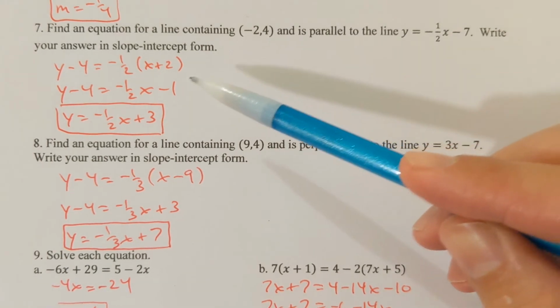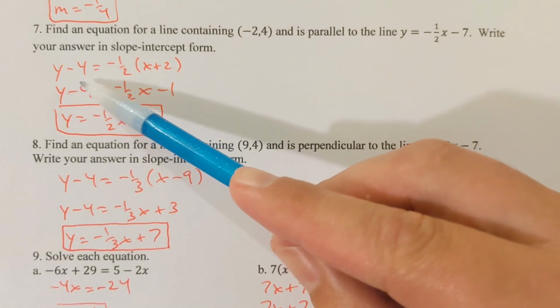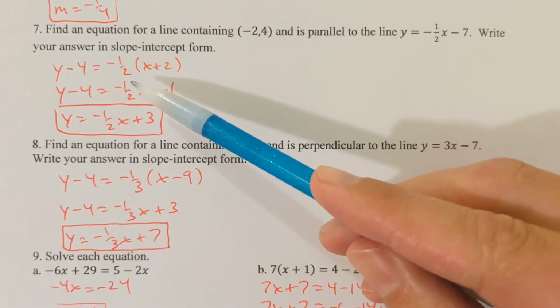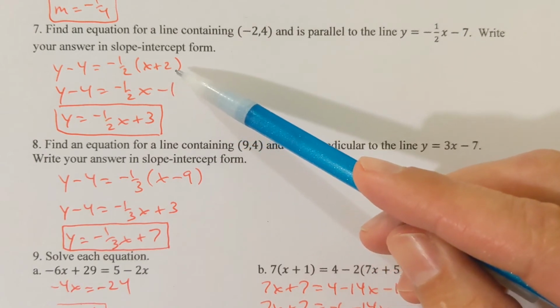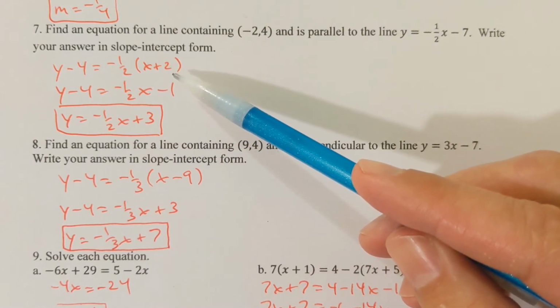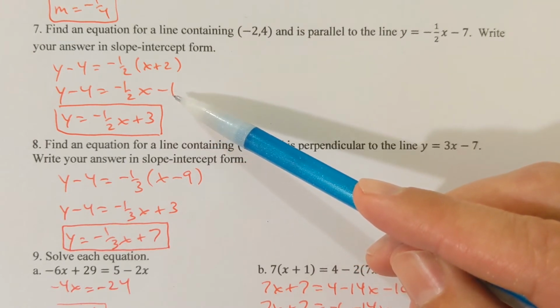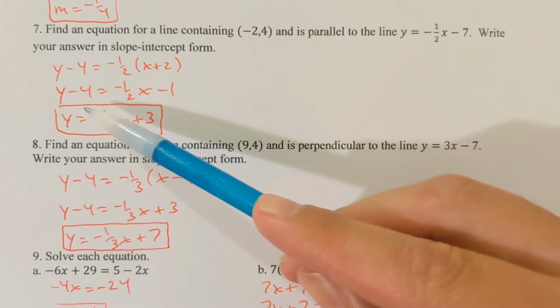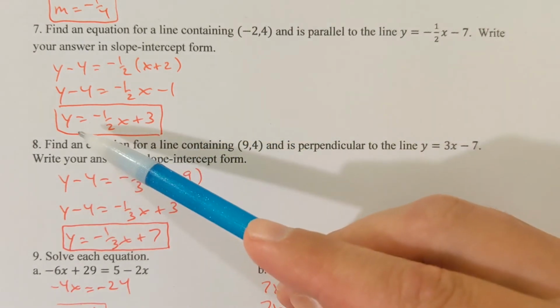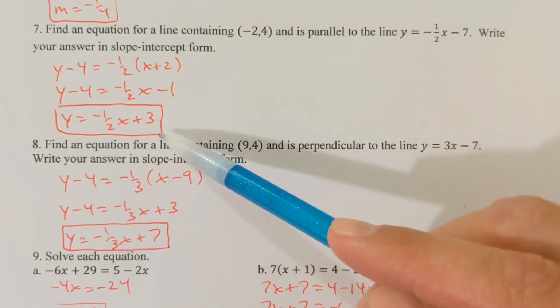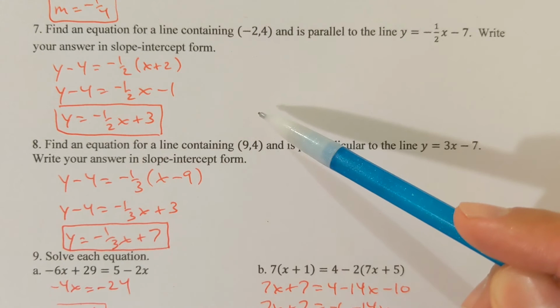So I can use the point-slope form to begin. y minus 4 equals the slope, negative 1/2, times x plus 2. Negative 1/2 x minus 1 plus 4. y equals negative 1/2 x plus 3 is what I get.